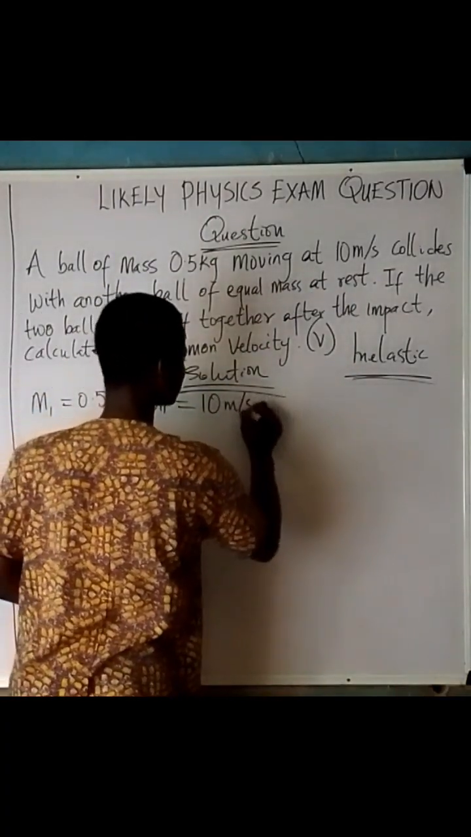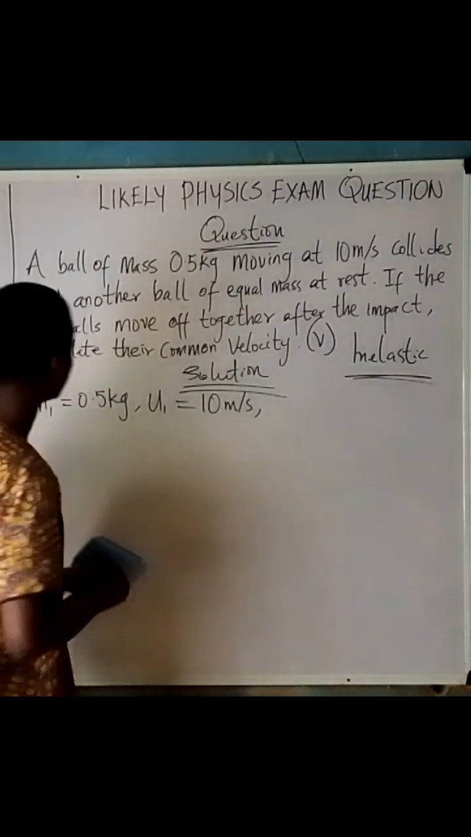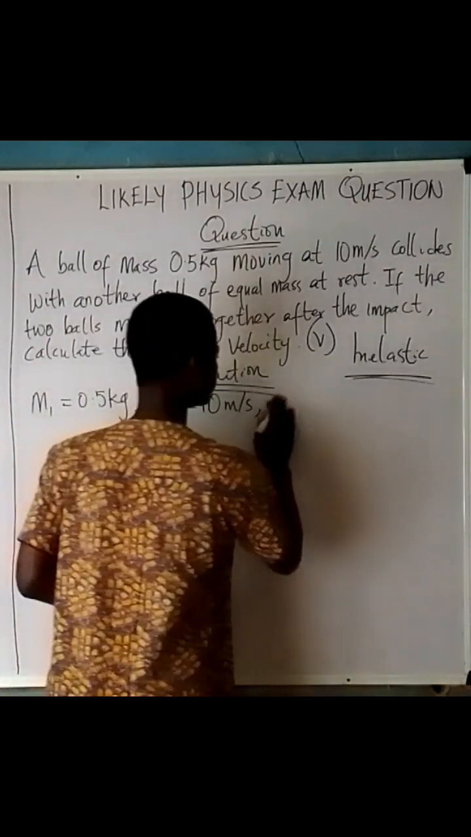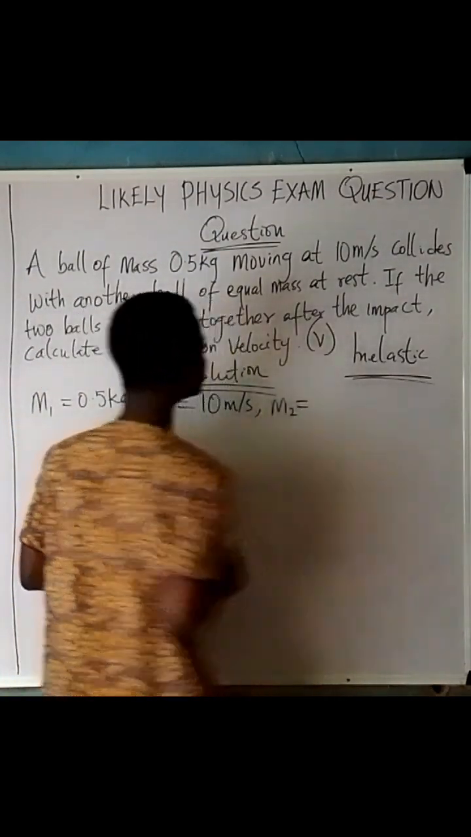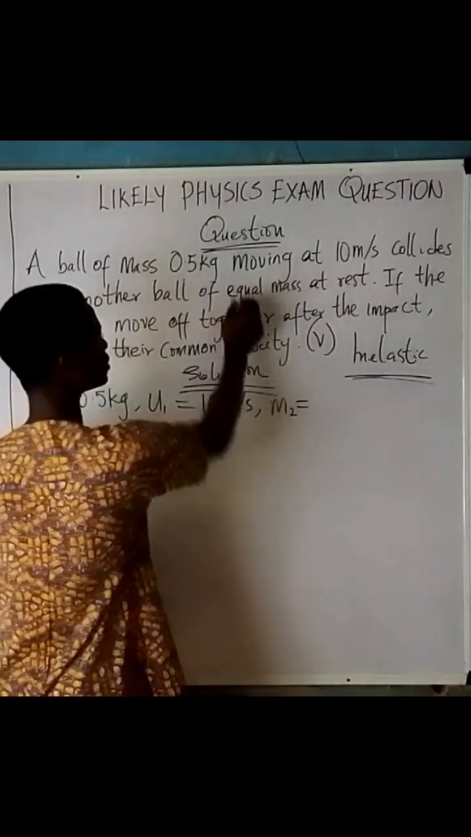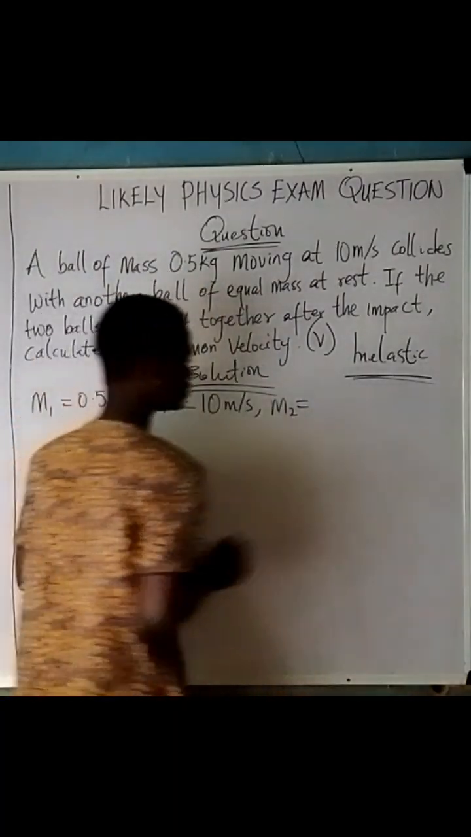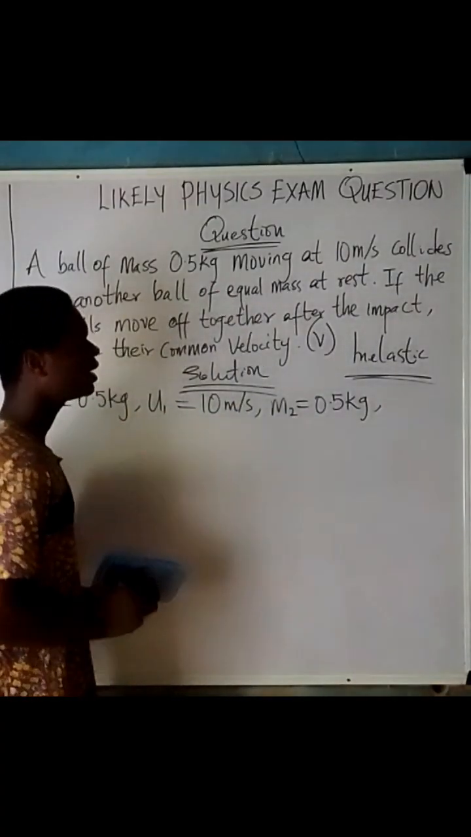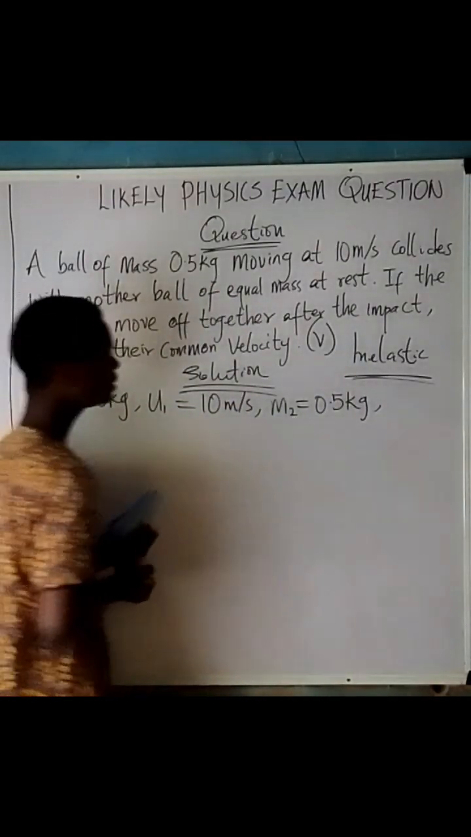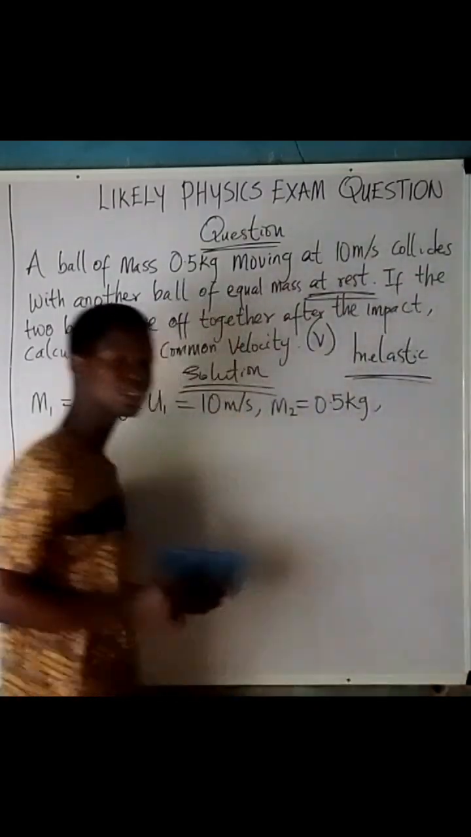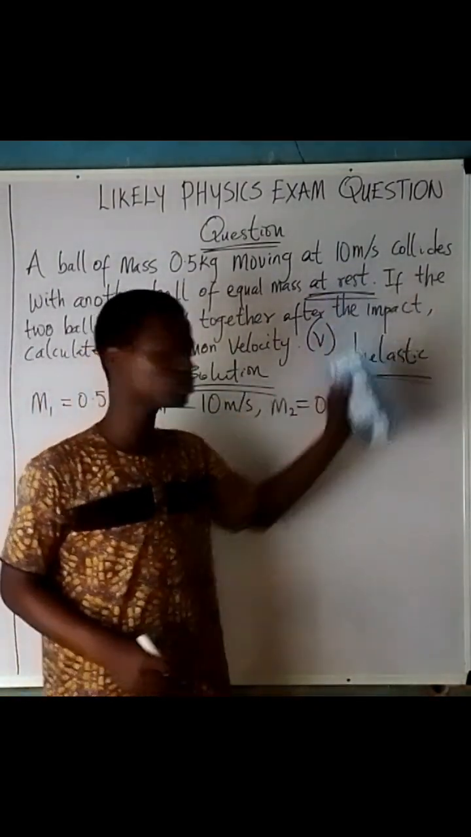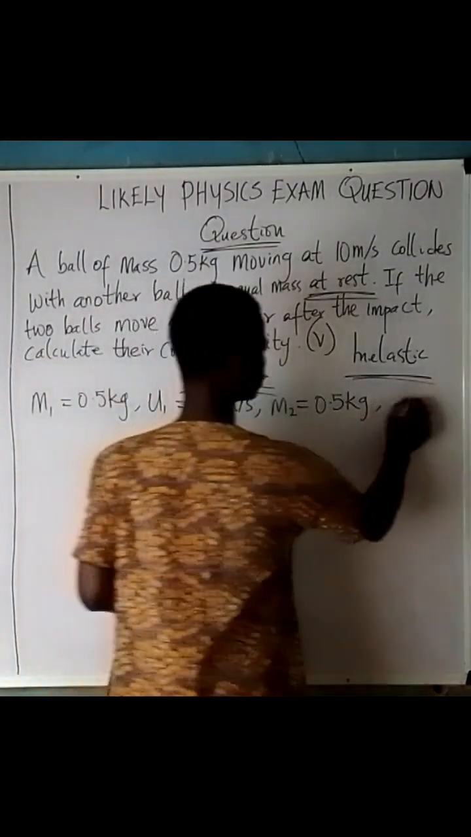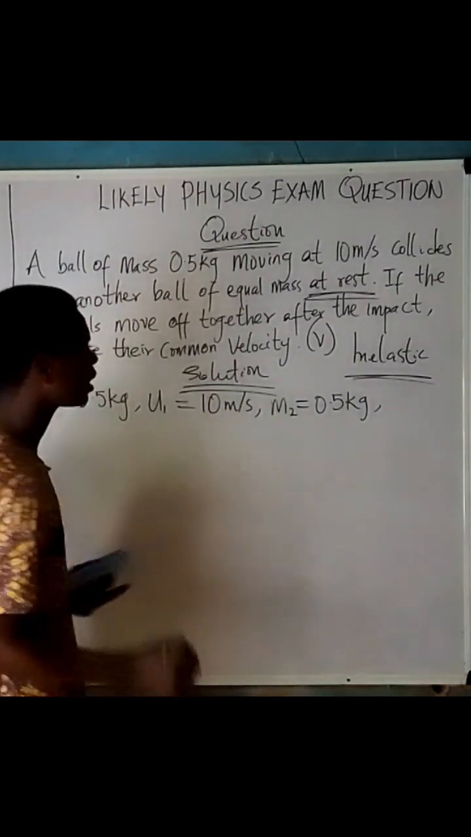So it has an initial velocity of 10 meters per second. They said it then collides with another ball of equal mass. That other ball will be our M2. And like they said, of equal mass, it means that the mass of the second ball will be the same as 0.5 kg. And they said that this second ball was initially at rest. That means the initial velocity of the second ball is equal to 0. You can choose to add it: U2 equals 0. It doesn't matter and it won't affect anything.